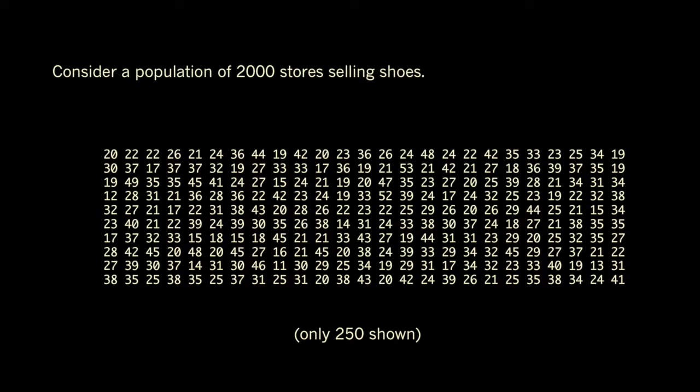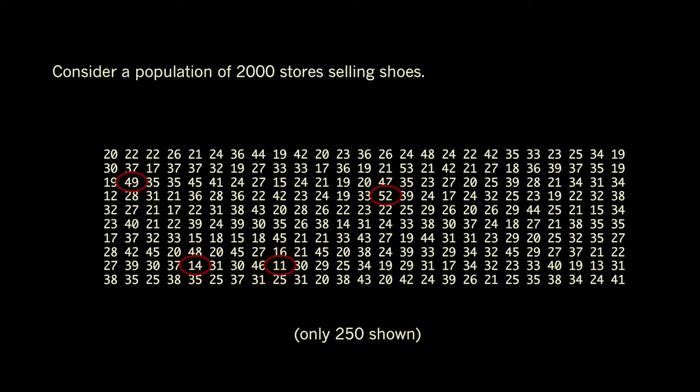So what do we see here? We see some stores that sell a lot of shoes. This store that I have highlighted here sells 49 pairs of shoes a week. This store sells 11, so much less. Other stores sell 14 or 52. So you can see there's a wide variation in the level of sales of shoes across stores.